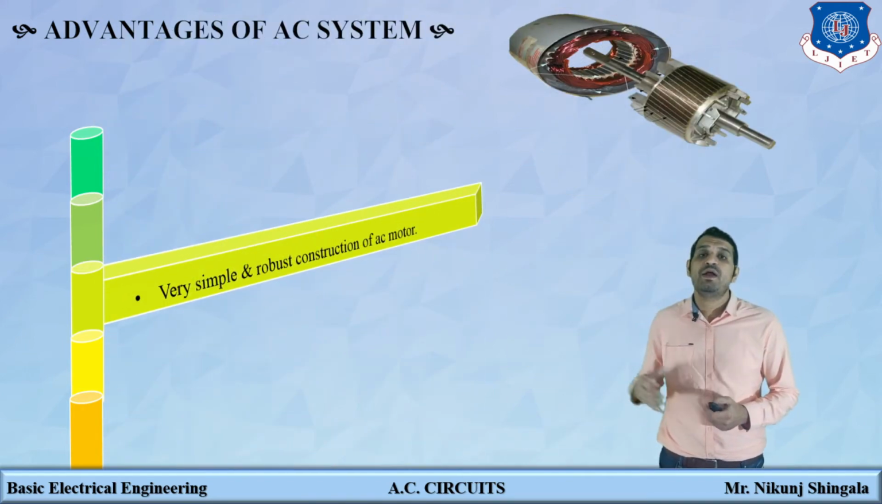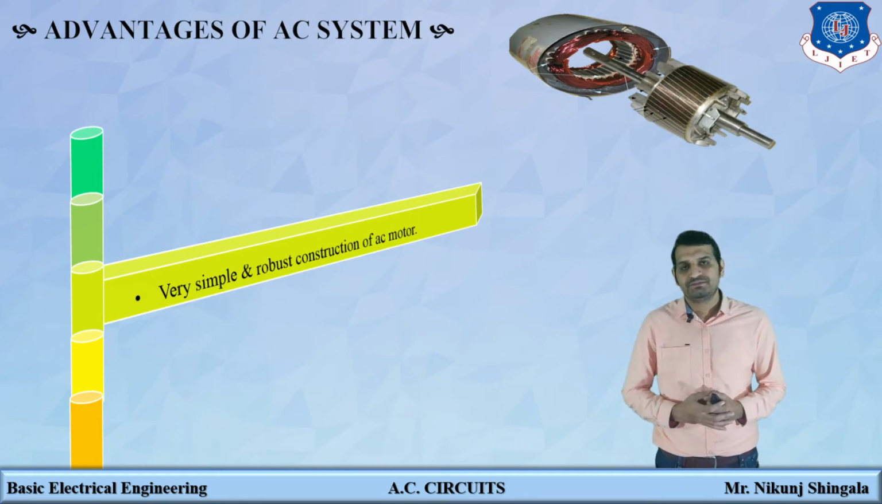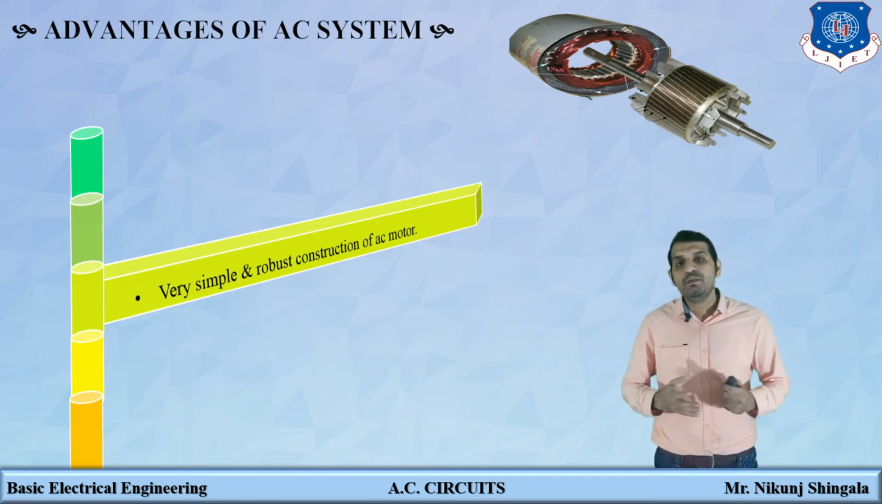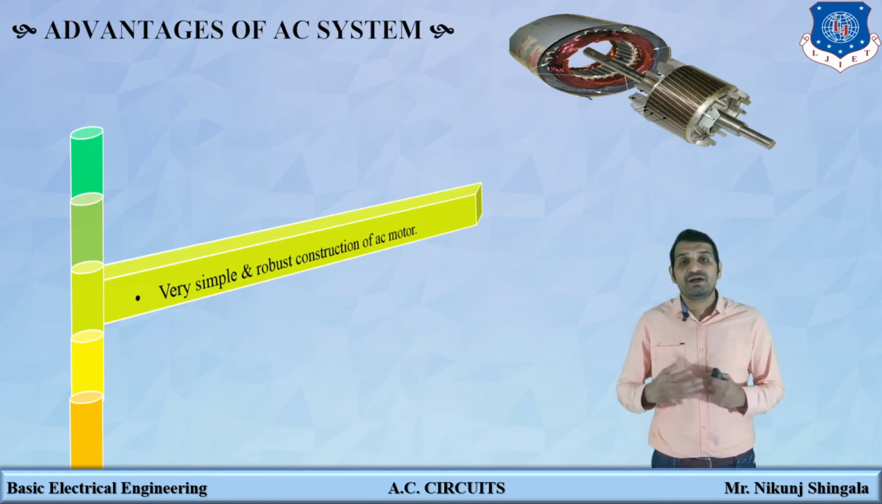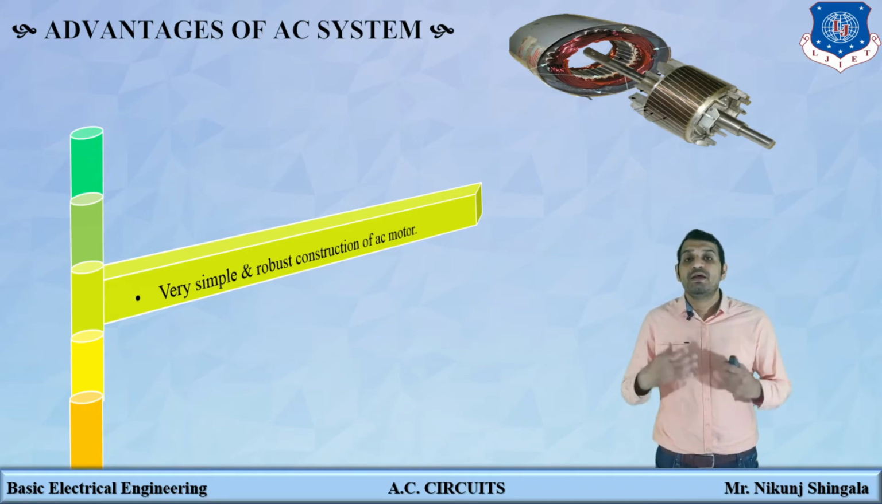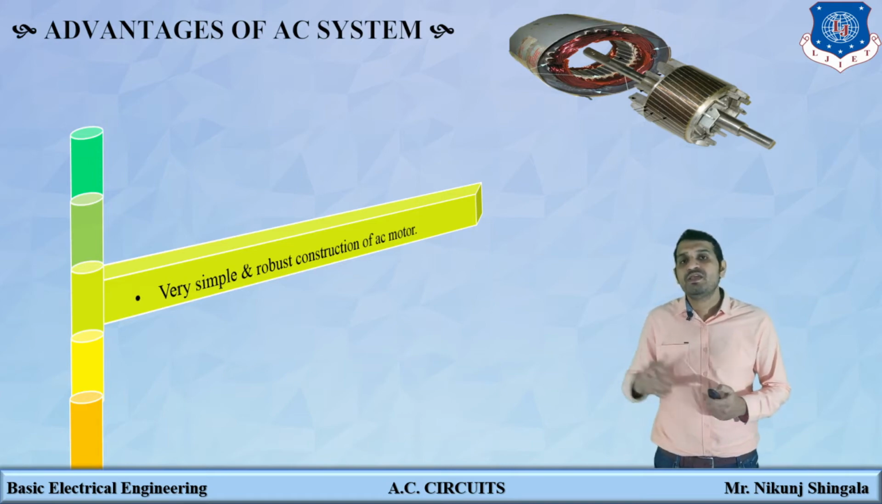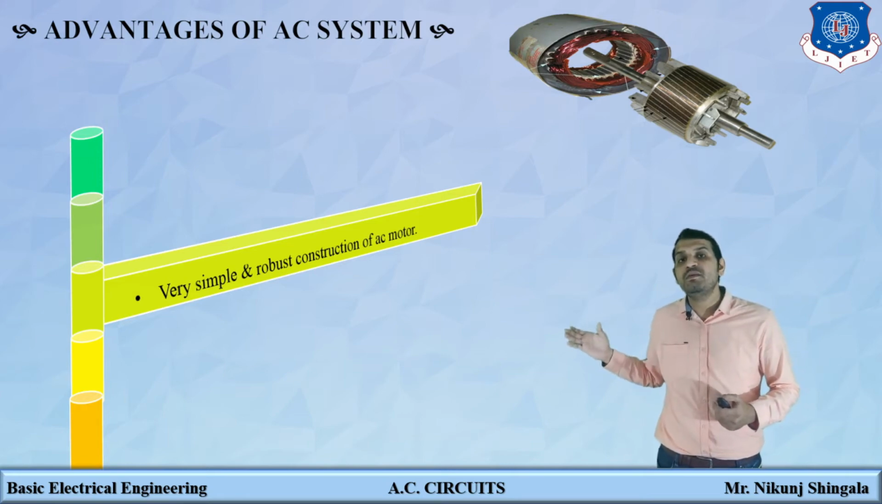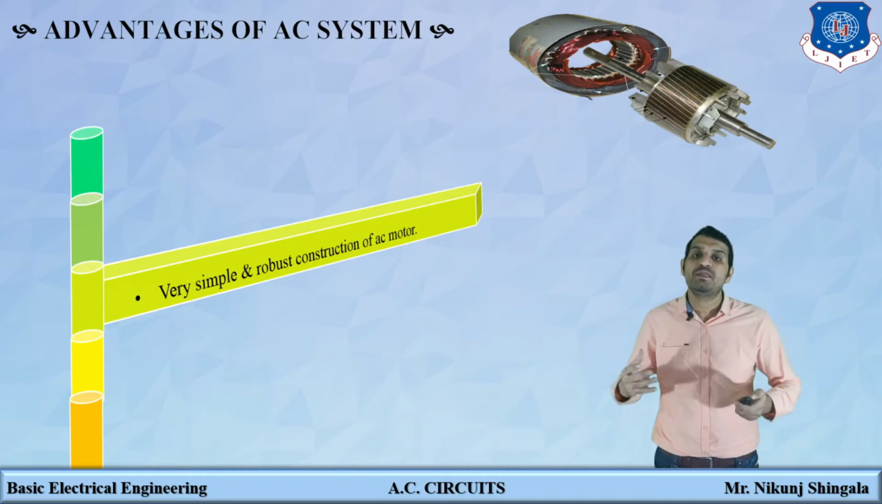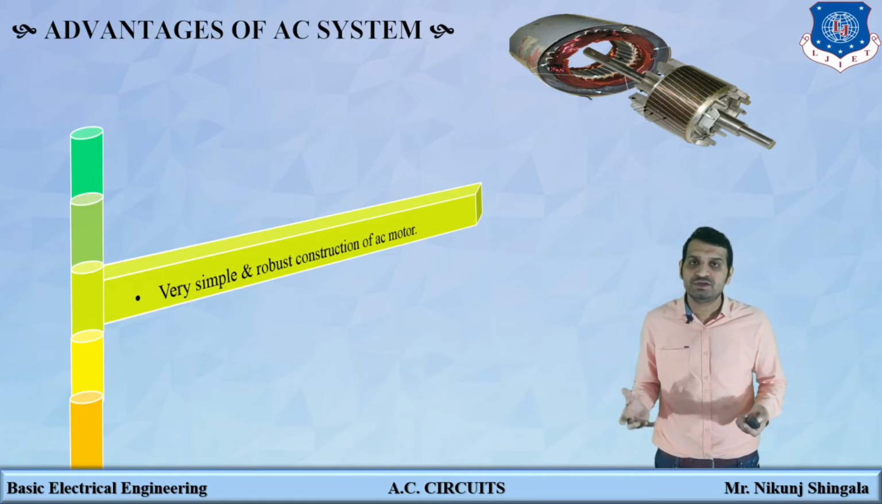The next thing is AC motor construction. There are two types of motor, AC motor and DC motor. The construction of an AC motor is very simple. It consists of very few parts as compared to the DC motor construction, and the construction is robust, long lasting and low maintenance. So these are the different advantages of the AC motor over the DC motor, and the AC motor is nothing but we can say it is an AC system.